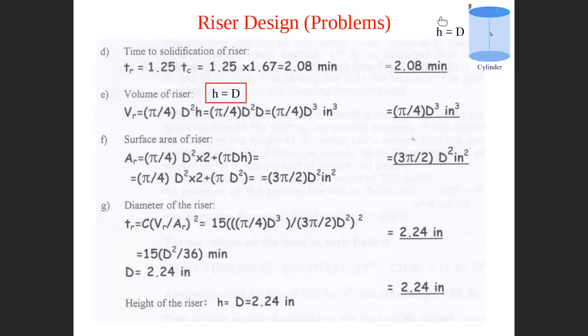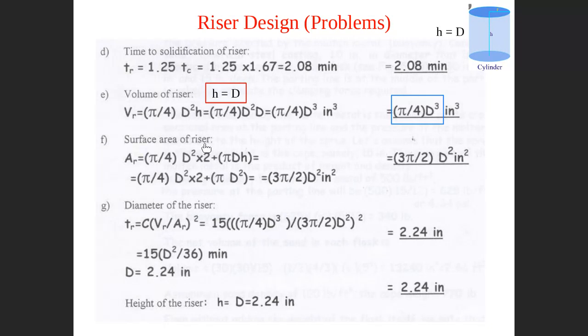Now we know that H equals D is given for the riser. We need to obtain the volume and surface area of the riser. The volume of the riser, a cylinder, equals pi r squared multiplied by h, or pi divided by 4 d squared multiplied by h. With h equal to d, it is pi divided by 4 d cubed. This is the volume of the riser as a function of d.